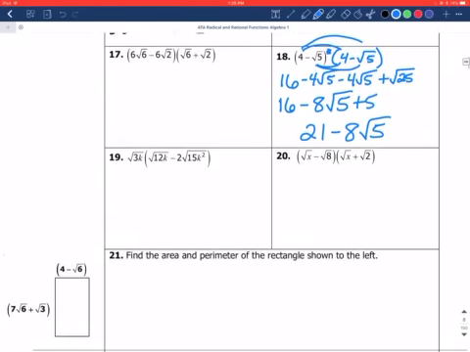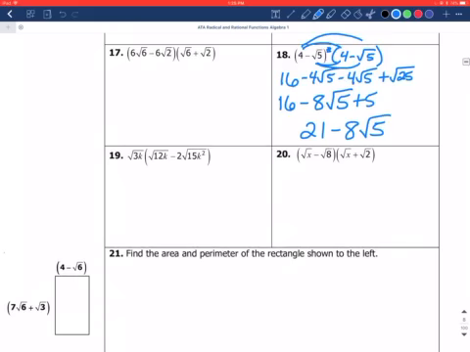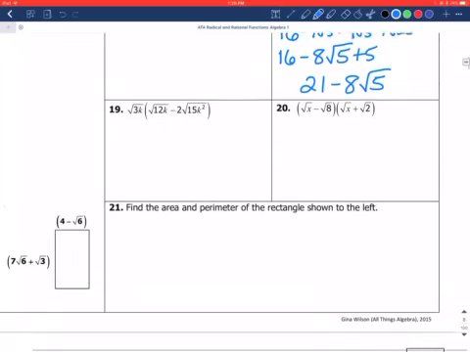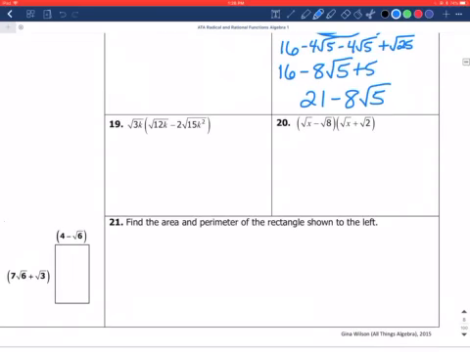All right, so 20, I'll leave that one to you. That one's kind of fun. And I'll do 19 and maybe I'll set up 21 for you. All right, so 19, we're distributing. That will be the square root of 36k squared. You're going to find that that comes out nice and neat. Minus 2 square roots of 45k to the third.